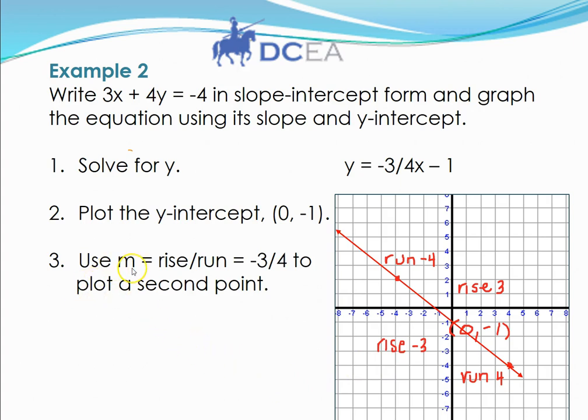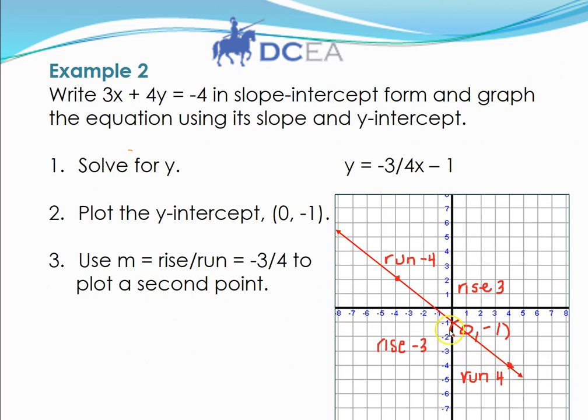We use the slope, which is m, the rise divided by the run, or negative 3/4 in the formula, to plot a second point. From the y-intercept, which was right here, we will go negative 3 in the rise, 1, 2, 3, and positive 4 in the run, 1, 2, 3, 4. And that's our second point.